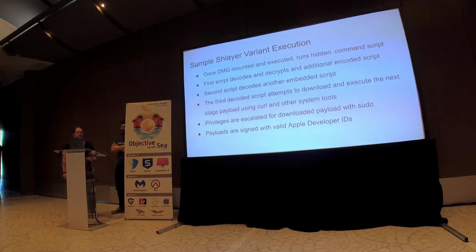So this is going to be a DMG file. Basically, there's a cascade of scripts that run. One script decodes or decrypts the next, which decodes the next, which decodes the next, which finally downloads the payload and installs it. And it escalates privileges, so it runs as sudo, gains complete root on the system, and as I said before, these are signed with valid developer IDs.